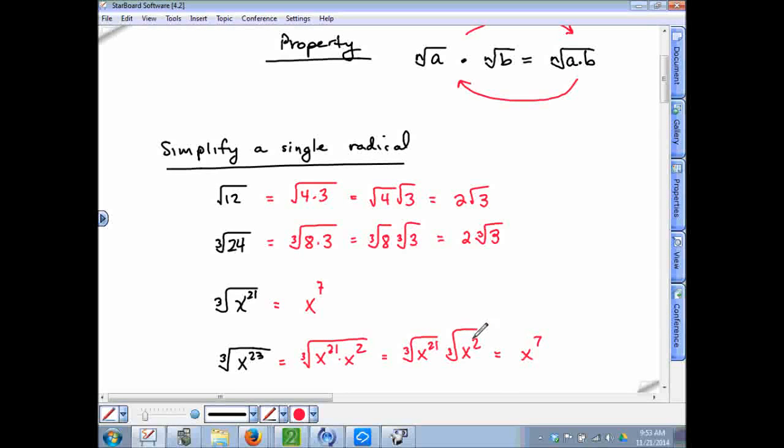What about the cube root of x squared? It just stays the cube root of x squared. If your exponent is smaller than the index, there's nothing you can do with it. It just stays inside. This process that we just did is the same process that we did with numbers. Now we're just doing it with variables and exponents, but it's not any different of a process.